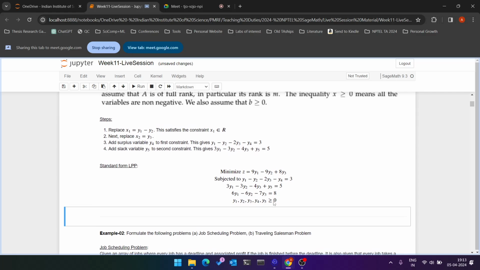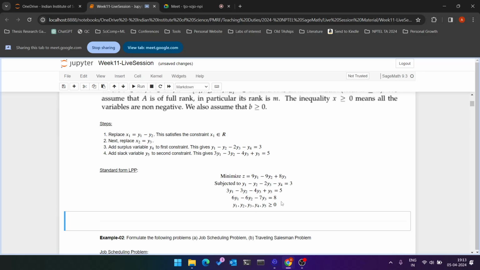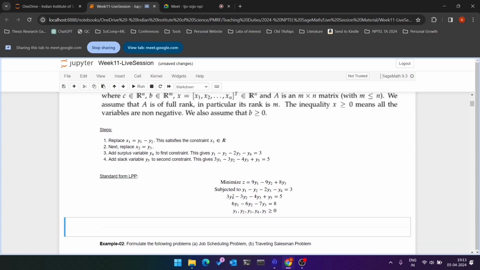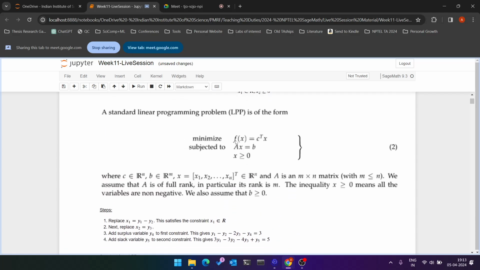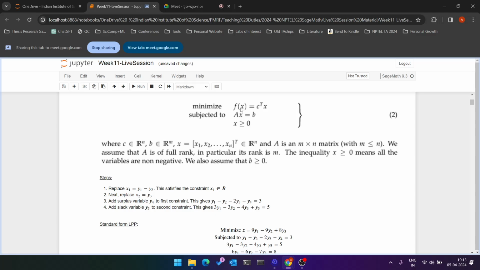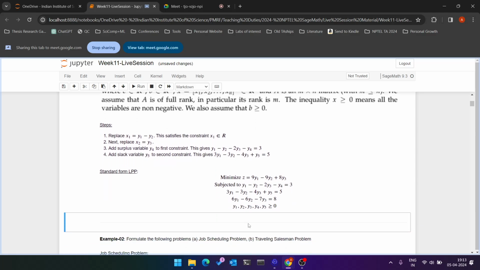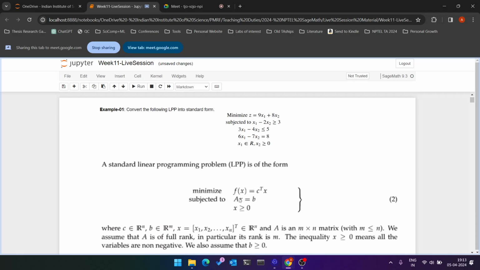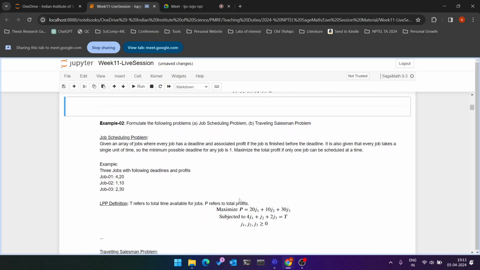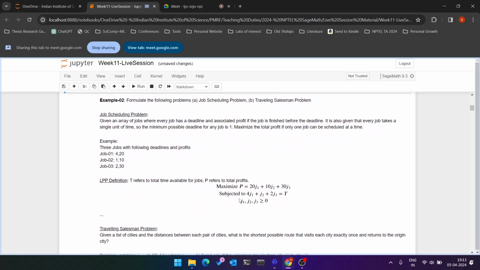And then we have y1 to y5 lying in the positive quadrant of 5-dimensional space, so to speak. So this converts our problem into c transpose y as our objective function, and Ay equal to b as my constraints. Okay, so that is the standard form. Any doubts here? Okay, if not, we'll move to the next problem.